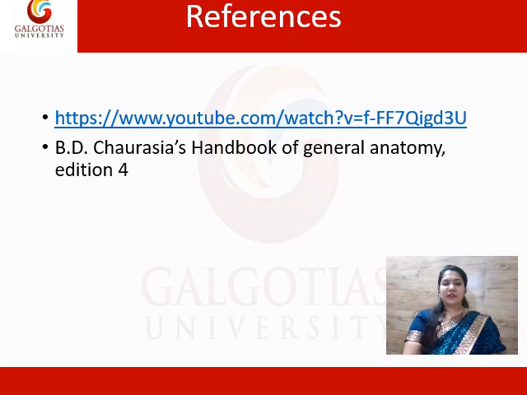Here is the reference for your knowledge or for your help. If you want to discuss or to learn more, you can refer to these.